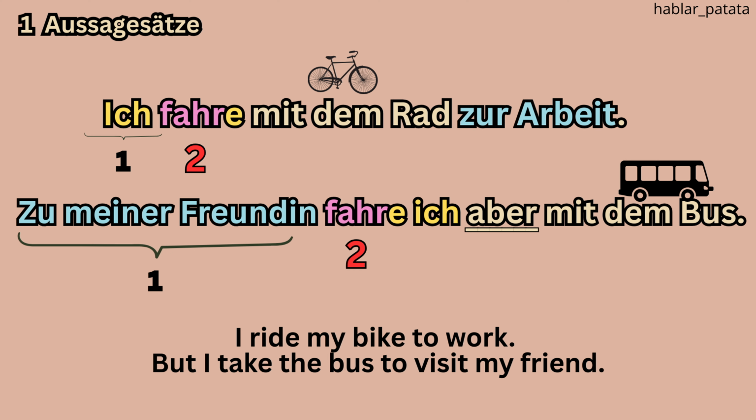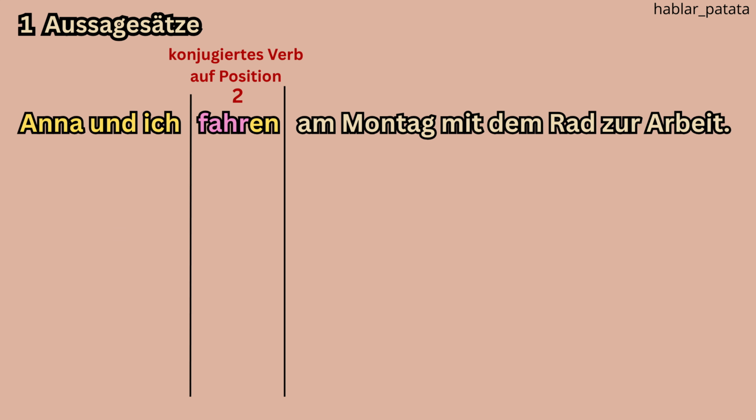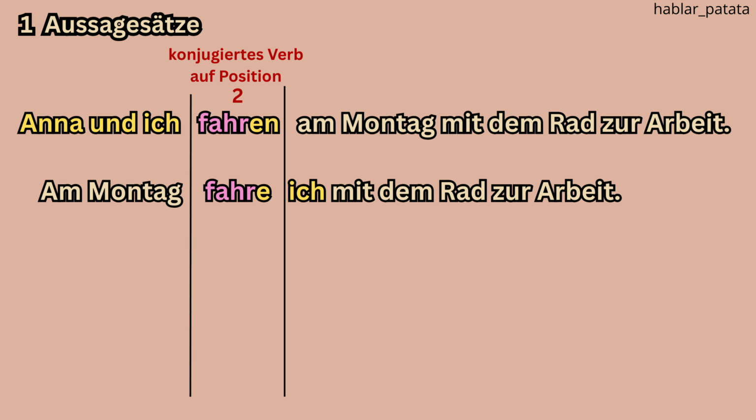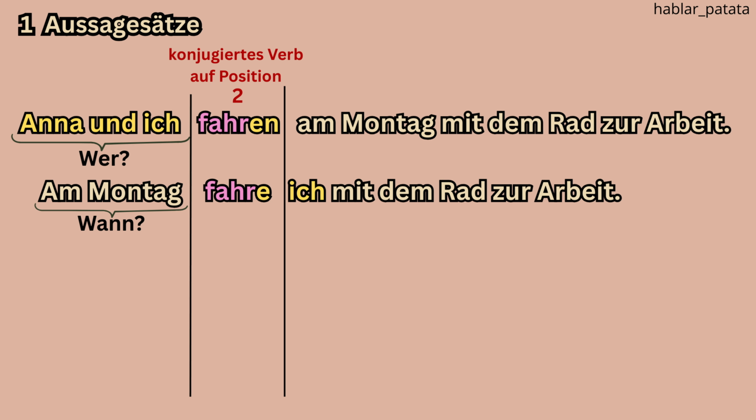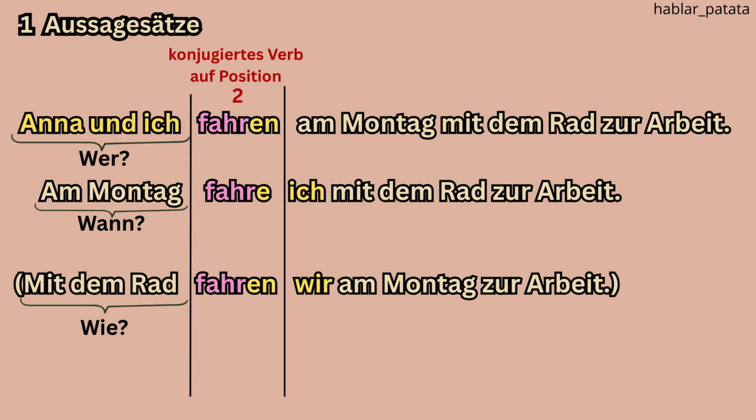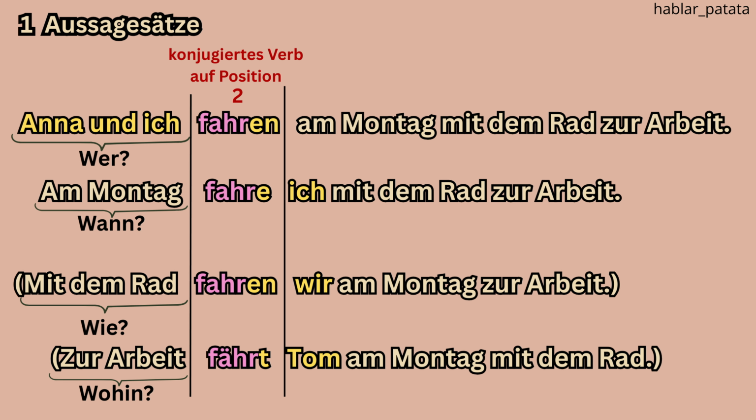For example, ich fahre mit dem Rad zur Arbeit. Zu meiner Freundin fahre ich aber mit dem Bus. If, for example, the information about the time is in position 1, the subject immediately follows the verb. We cannot separate the subject and the verb. Note, the first position can also contain multiple words. However, they belong together thematically and together answer to the same question.